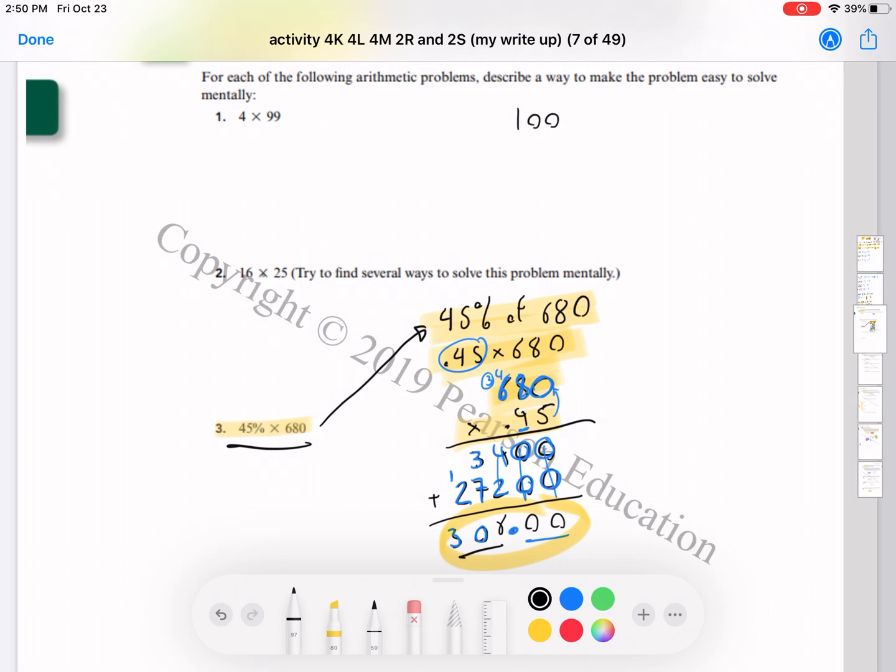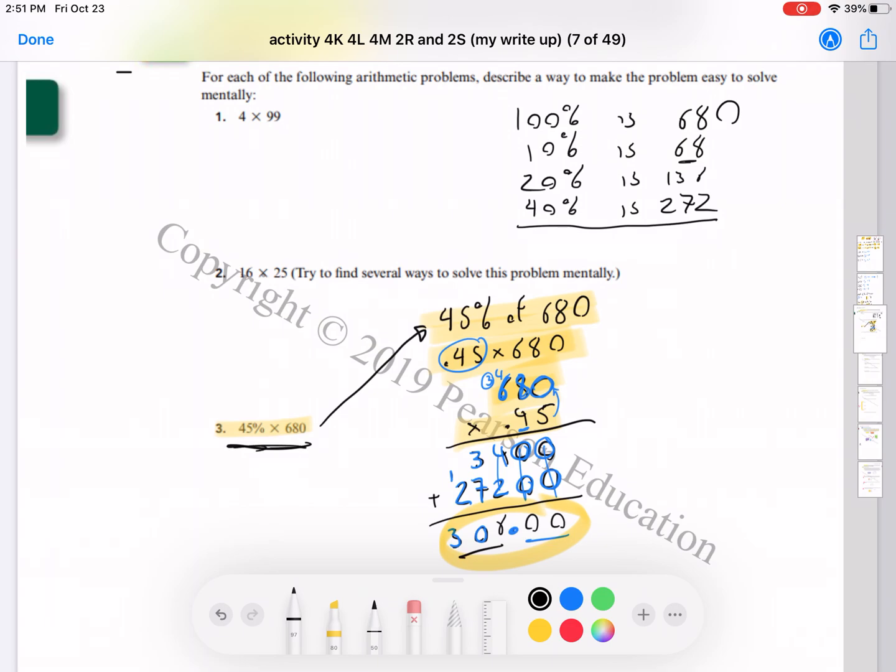So if I say 100% is 680, well, 10% is 68, right? Just divide both of them by 10. And so if I double that, that means that 20% is double 68, 136. Double this again. 40% is 136 and 136, that should be 272. Now, I'm up to 40% is 272, but I want 45%.